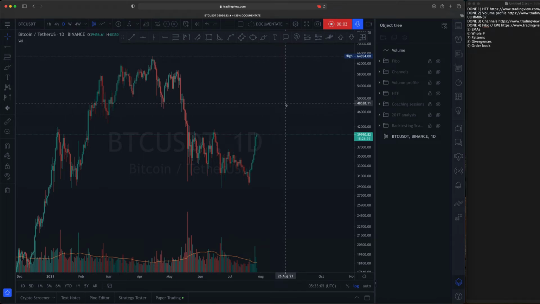Alright, let's continue with part 2. So in part 1 we did the higher time frame, volume profile, channels and Fibo. And now it's time to do the EMAs, the whole numbers and the patterns. Maybe we'll have time to do the divergences and the order book. Let's see. Okay, so we are on daily.